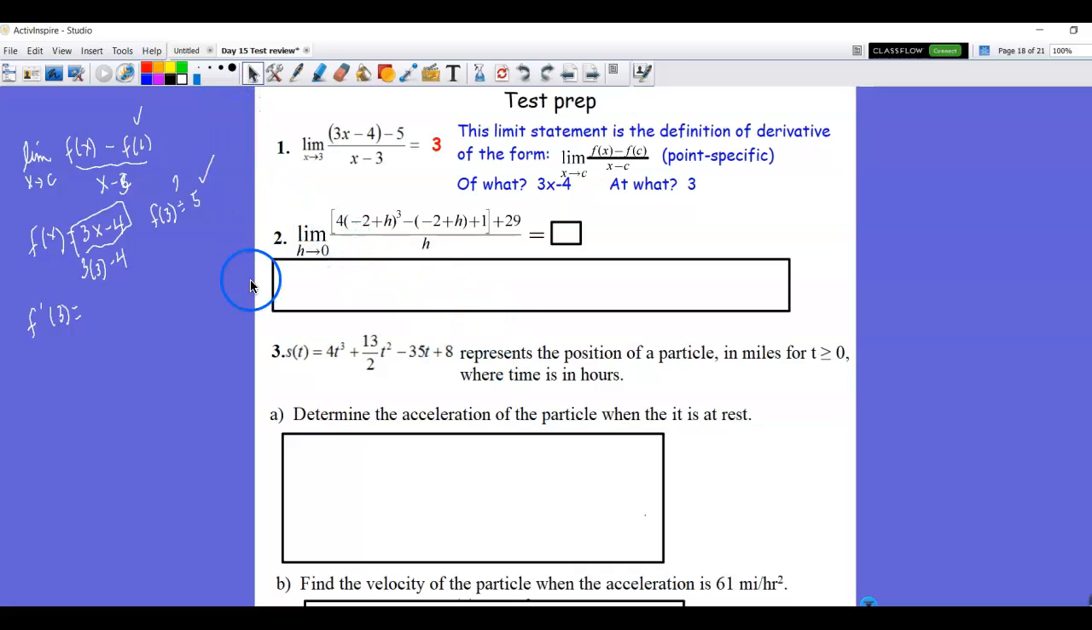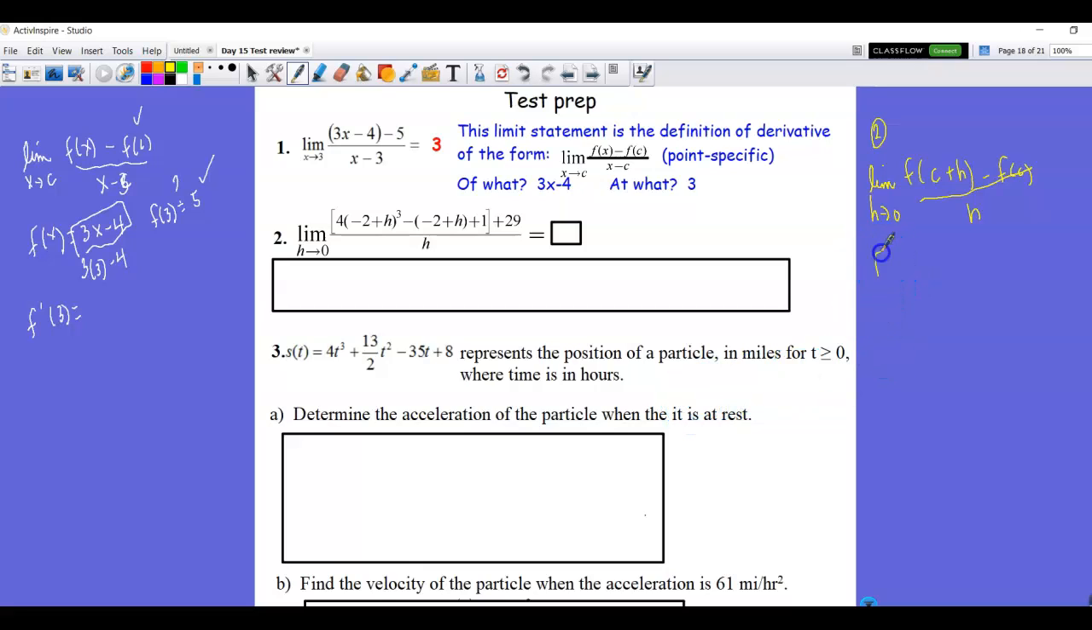Number 2 also looks like I am possibly looking at the definition of derivative, but it could be just an ordinary limit. The second question over here on the right side looks like the limit as h approaches 0 of f of c plus h minus f of c over h. It looks point specific. There are two forms of the point-specific derivative, and you guys should be able to identify that.